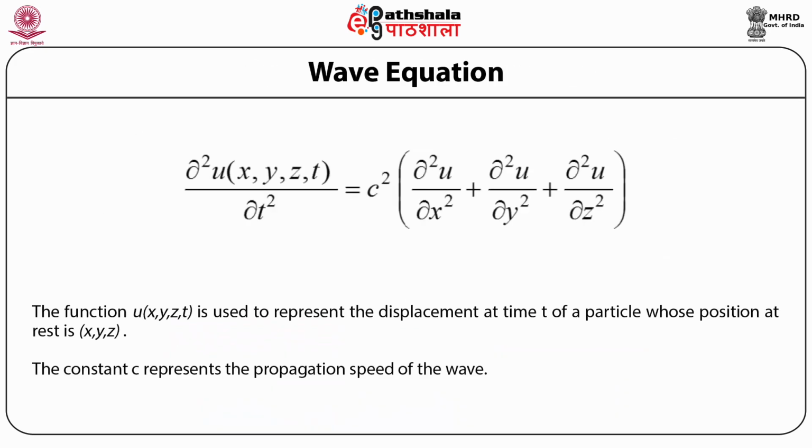We are going to see the wave equation. The only difference between the wave equation and the heat equation is that in the heat equation, it is only ∂u/∂t on the left hand side. In the wave equation, it is ∂²u/∂t². Otherwise, it is the same, and we are going to see the solutions in the next slide.